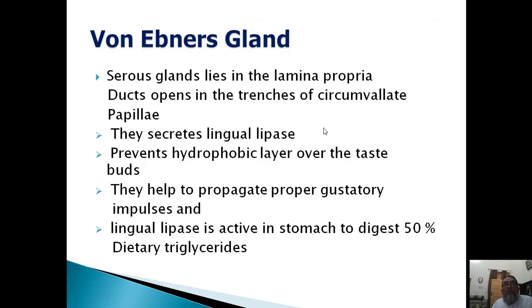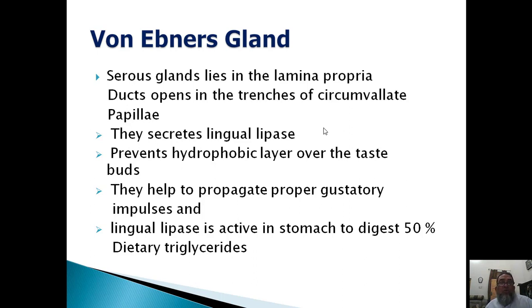Now, next slide. This is the von Ebner gland, because in the previous slide you heard the word von Ebner gland. What are these? These are the serous glands lying in the lamina propria. What is serous? The secretion is thick, containing enzyme. That is why it is called a serous gland. It lies in the lamina propria of the tongue. Ducts open into the trenches of the circumvallate papillae. I have demonstrated this to you.